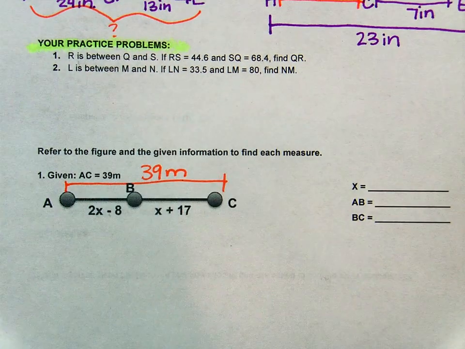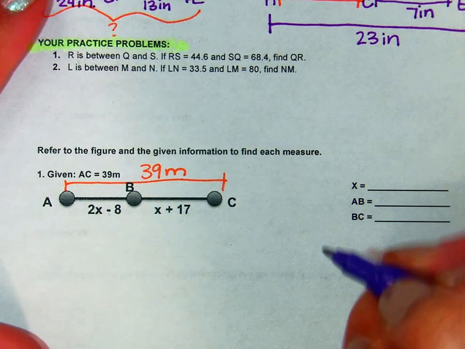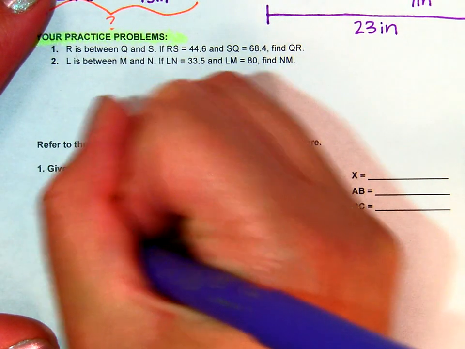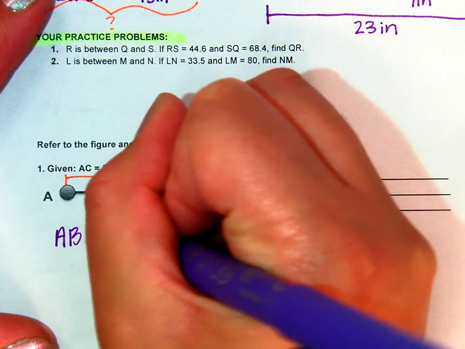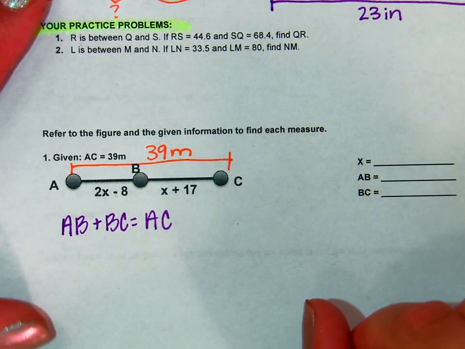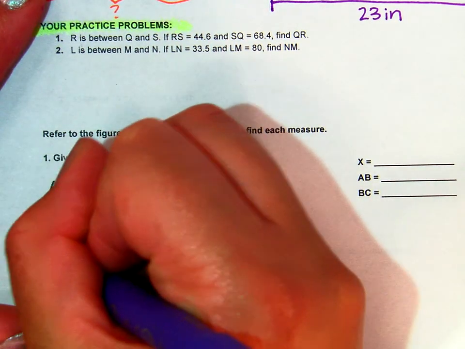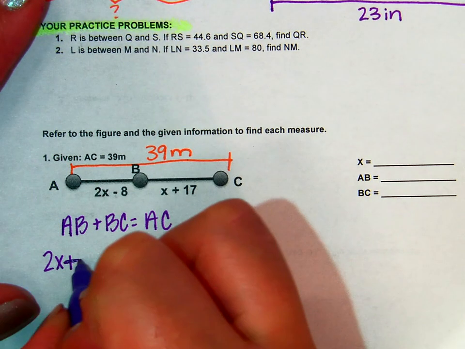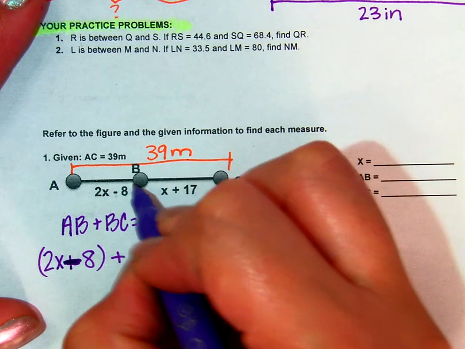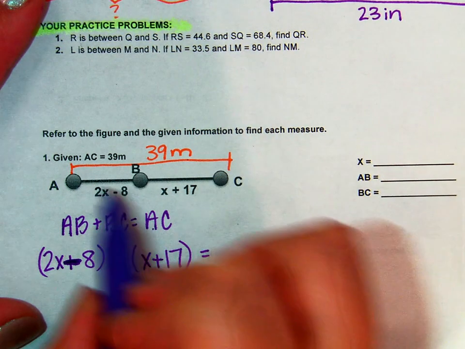Because I feel it's important to show all my steps, I'm going to. First thing is we're going to write out the segment addition postulate. So AB plus BC equals AC. Now we're going to plug in everything that we know. AB is 2x, I'm sorry, 2x minus 8. That's a minus sign. Plus BC, which is x plus 17, equals AC, the whole thing, which is 39.